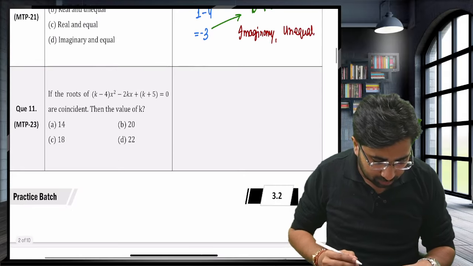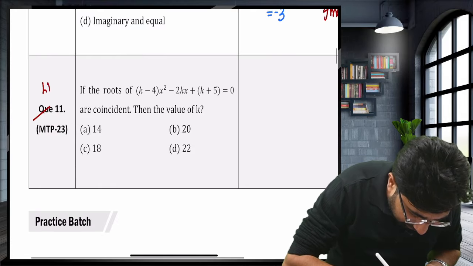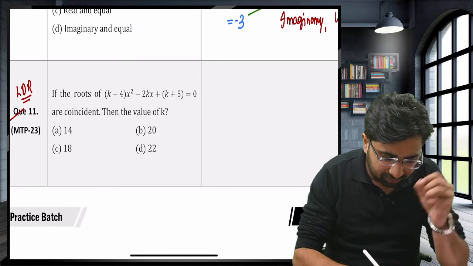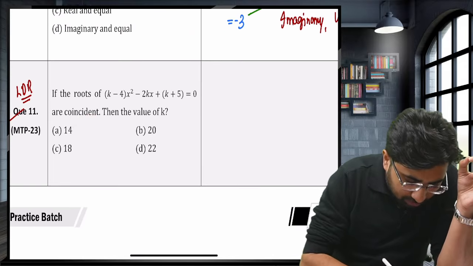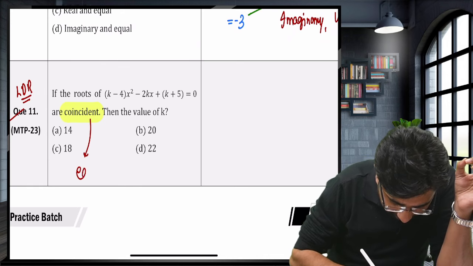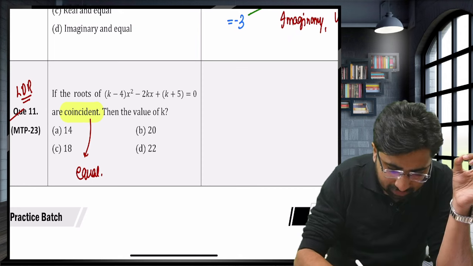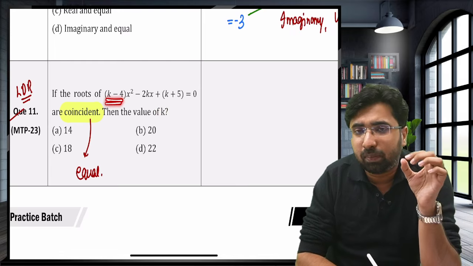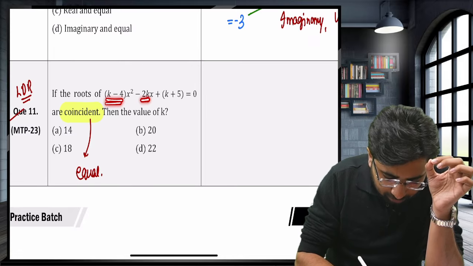Moving towards the next question, mark this question as an LDR. If the roots of this equation coincide, guys, coincide means roots are equal, find the value of k. Now look at this k. K is planted in the place of a, b also, and c also.